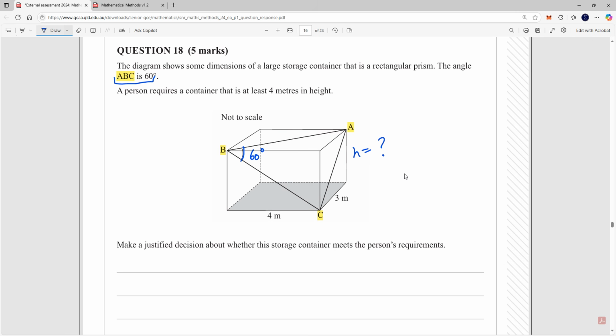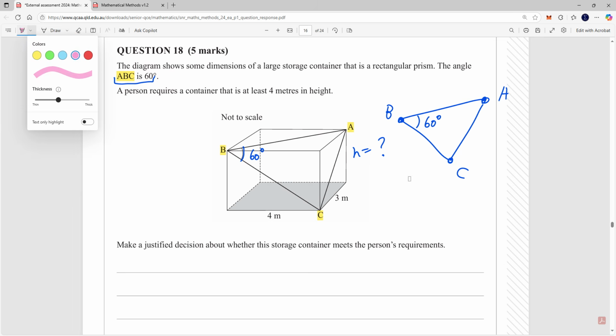Well, first of all, what we want to do is start making this triangle here, the ABC triangle, so B, A, and C. Now, we don't know any of the side lengths here, but we know that's 60 degrees. Remember, they want us to use stuff we've learnt from the syllabus, so they probably want us to use the cosine rule, the sine rule, or just some general trigonometry. What we can do is work out what this side is here.